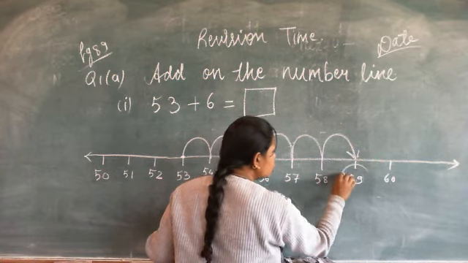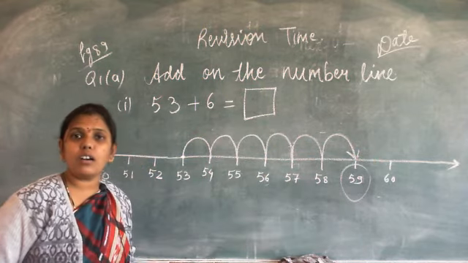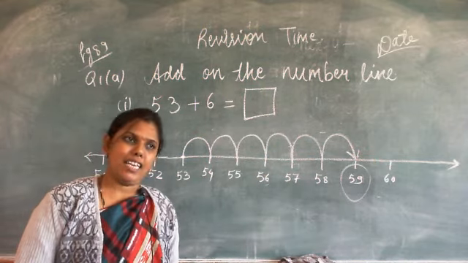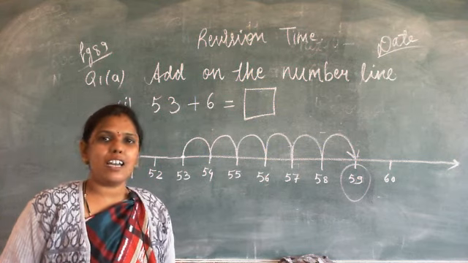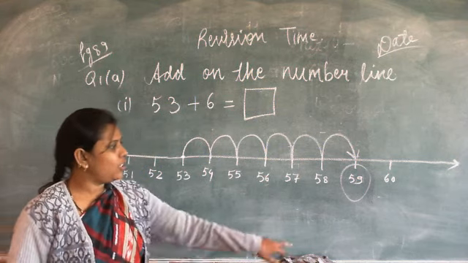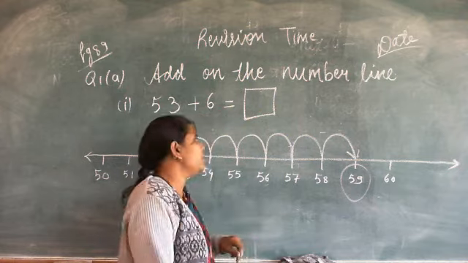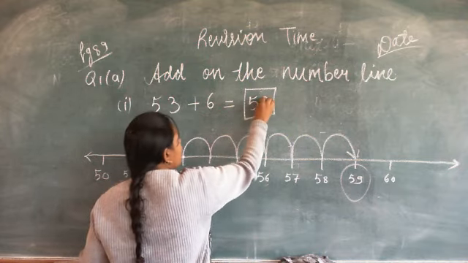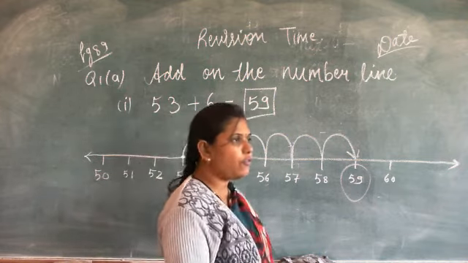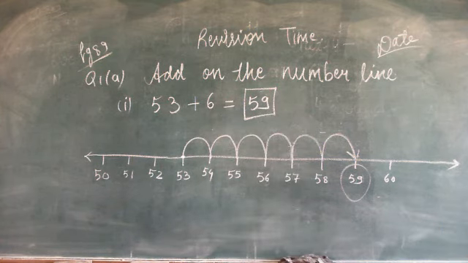At which number we stop? We stop at number 59. So this number पे हम stop करते हैं. That will be our answer. So here the answer is 5959. So write here 5959. Write fast.